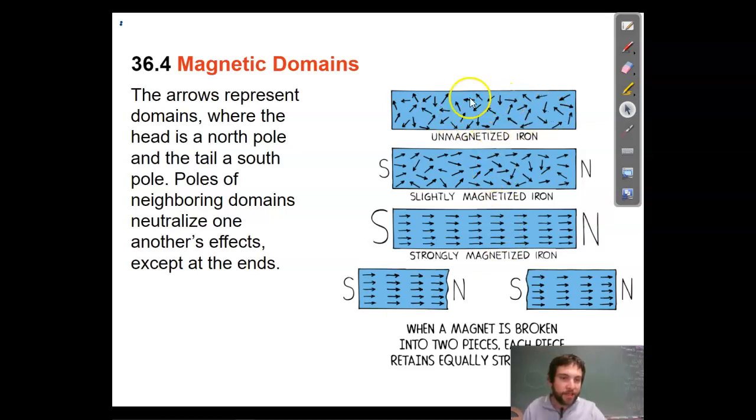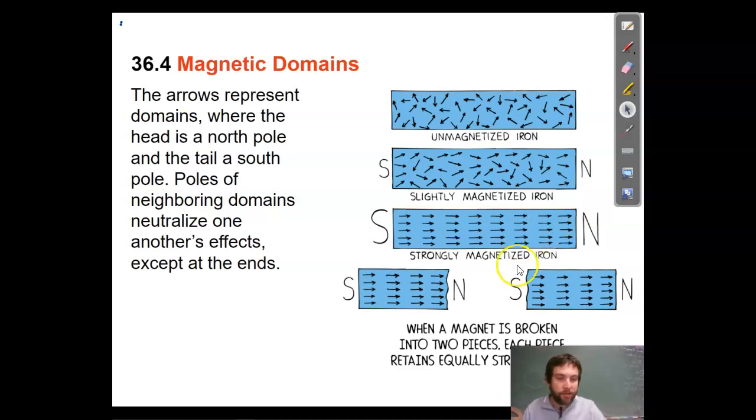So here we have the unmagnetized iron, and you have the domains just all over the place. Then, maybe there's a magnet nearby. Okay, it's slightly magnetized. We're starting to see some uniform direction. Most of them are pointed towards the North Pole. And then, when there's a strong magnet present, you're going to get this perfect alignment, and it's a good, strong magnet that you've created.